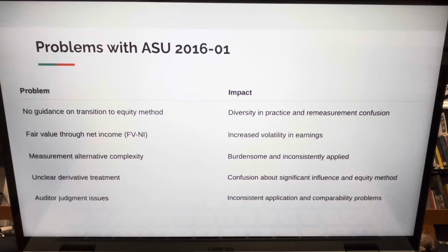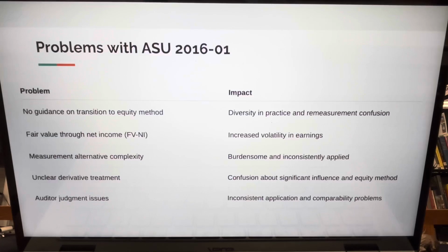What were the problems with ASU 2016-01 that caused the need for 2020-01? The first is that this amendment introduced the measurement alternative for equity investments without readily determinable fair values. The impact of this was diversity in practice and remeasurement confusion. The second problem was requiring all changes in fair value of equity securities to be recorded in net income, which increased volatility in earnings.